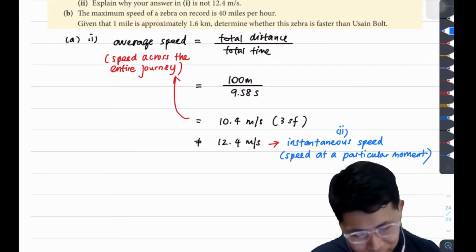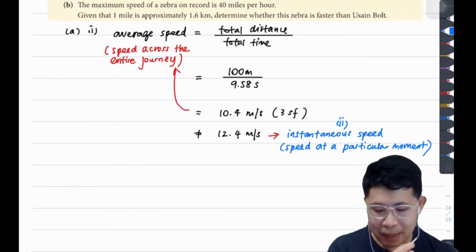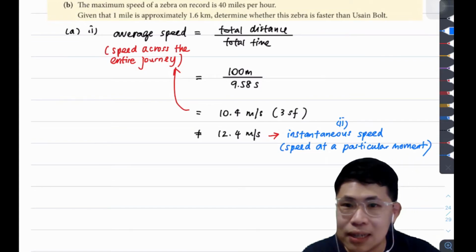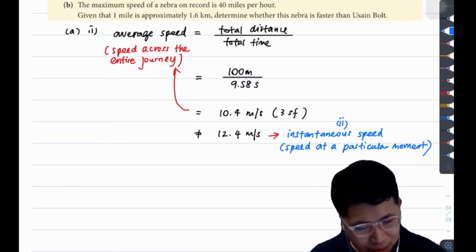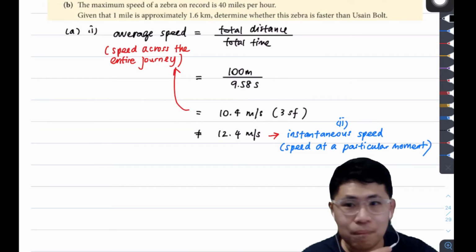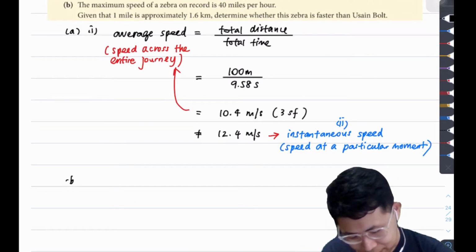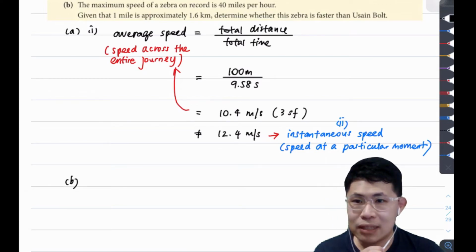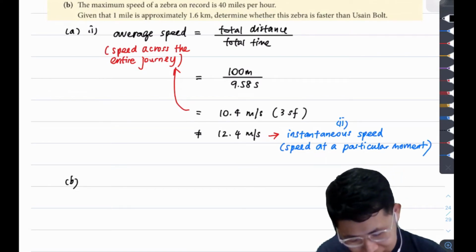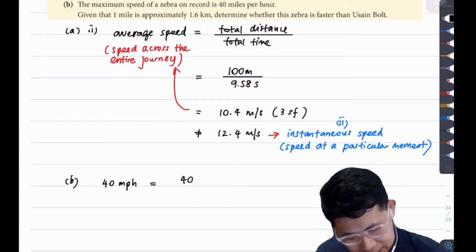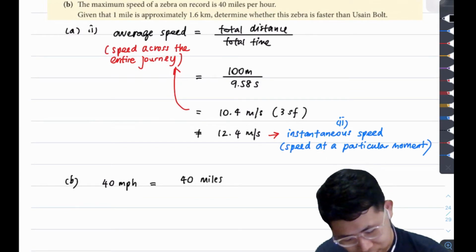Okay, so let's take a look at the last one over here, where we talk about the maximum speed of a zebra, which is whether it is faster than Usain Bolt or not. So the maximum speed of a zebra on record is 40 miles per hour. So 1 mile is approximately this. Okay, so let's calculate and see. So we have 40 miles per hour. So let us convert this to 40 miles across 1 hour.